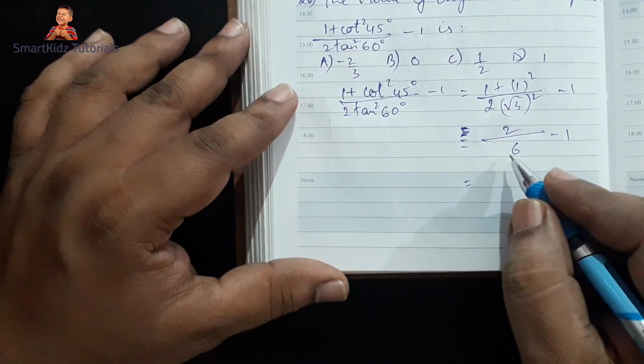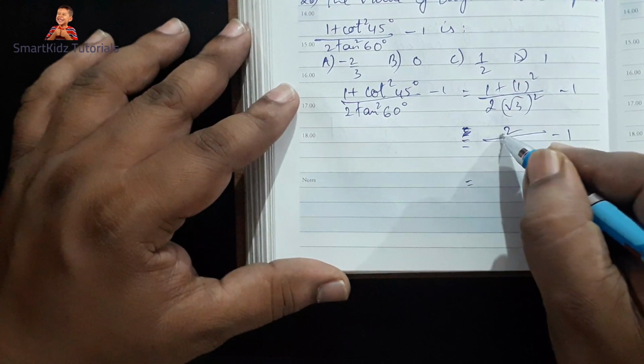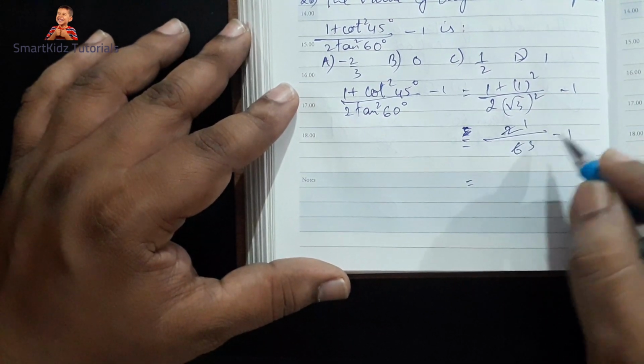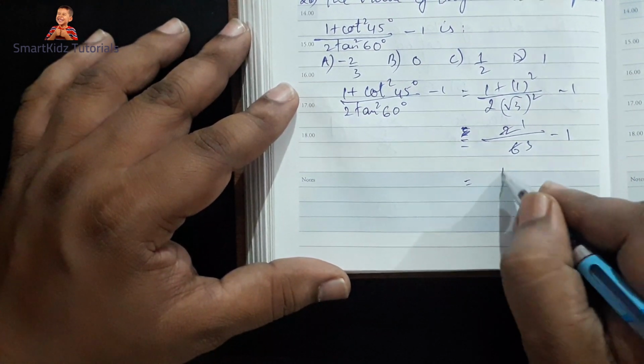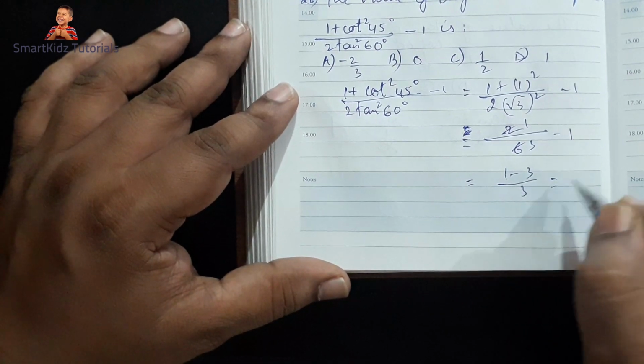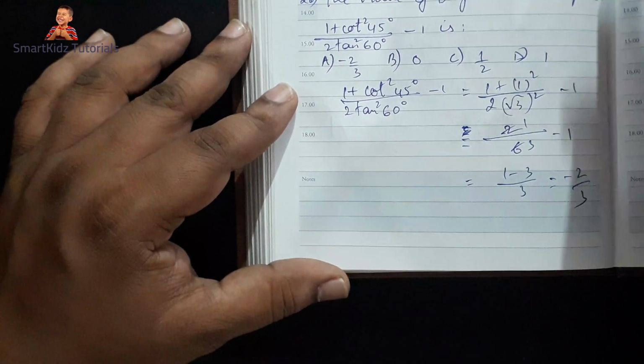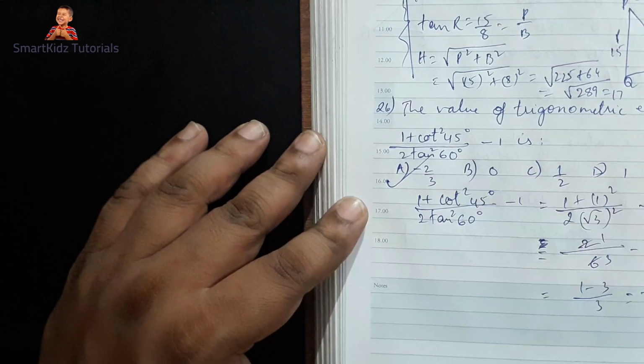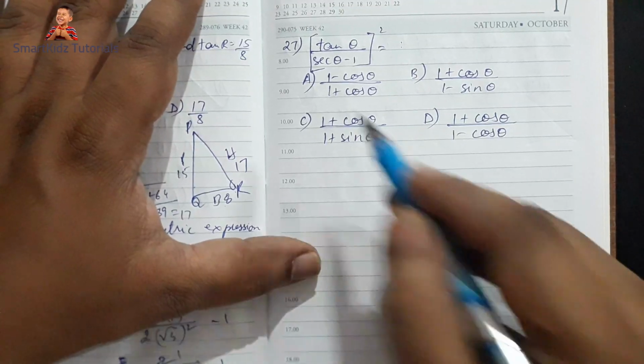We take the LCM over here. We can cancel this actually. 2 1s are 2, 2 3s are 6, and then we take the LCM. So this will become 1 minus 3 upon 3, which is equal to minus 2 upon 3. So which means A is our correct option.